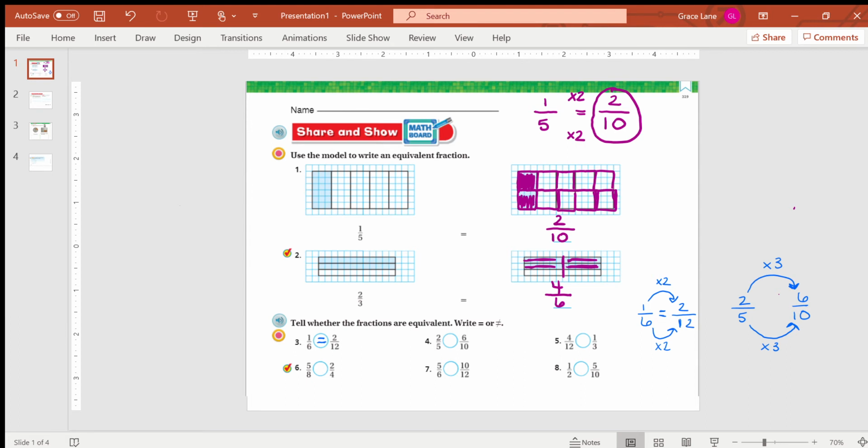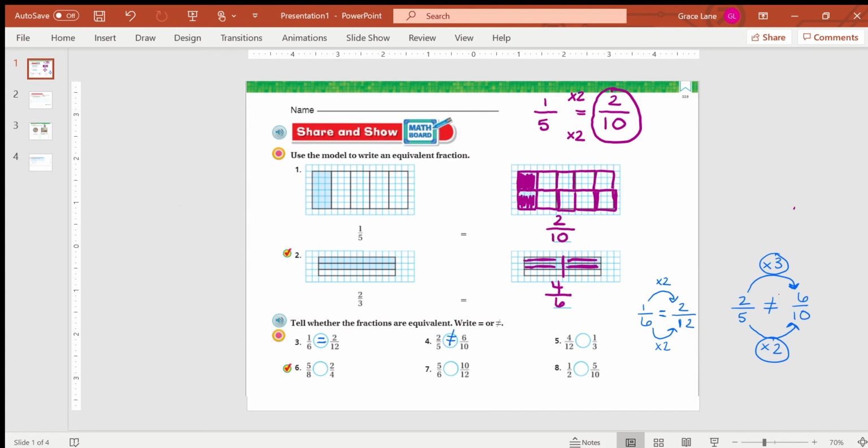No. So that means that these are not equal to each other, because on the bottom, whoever did this was doing times 2. Since these factors are not the same, then the two fractions are not equal to each other. And that's basically how you can tell without a model whether the fractions are equivalent or not.